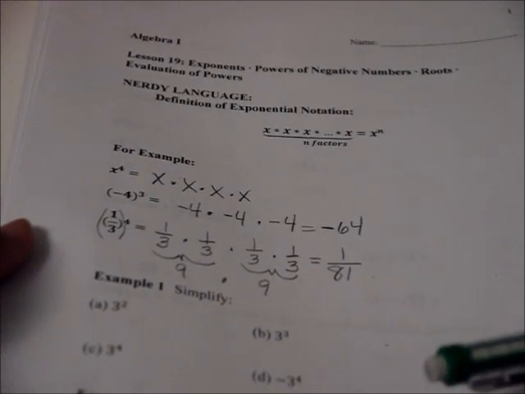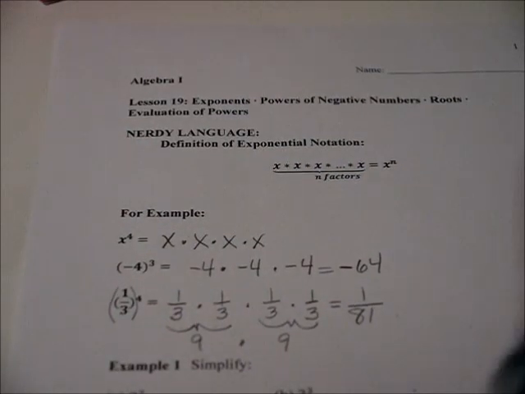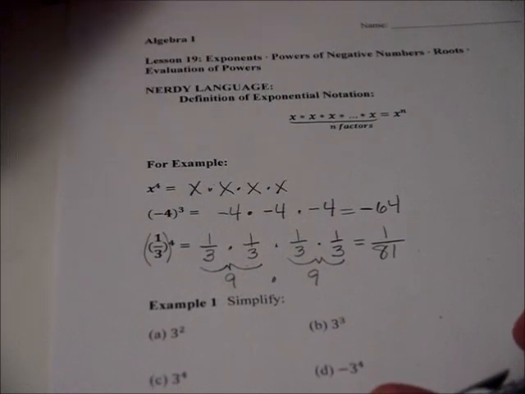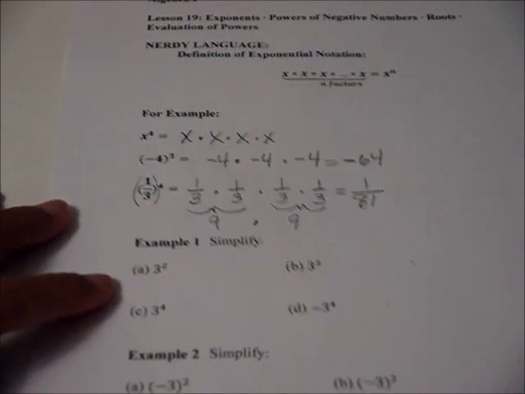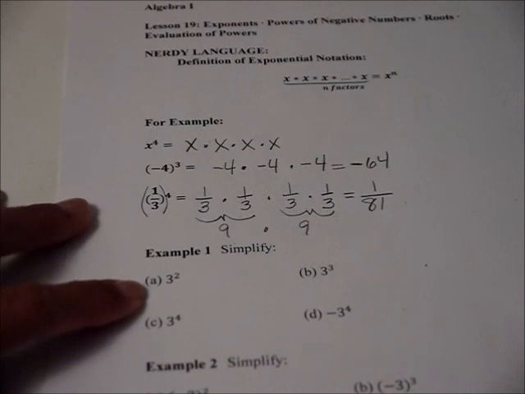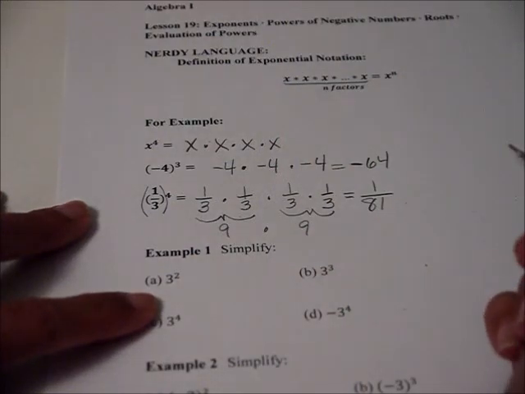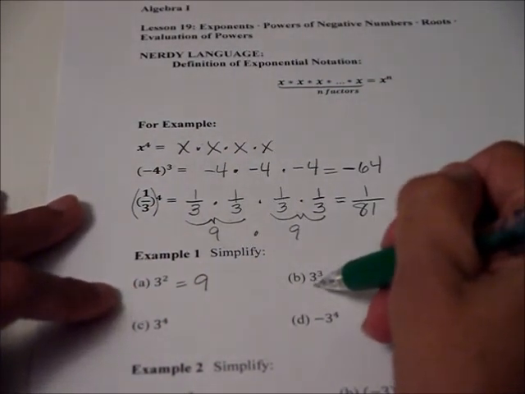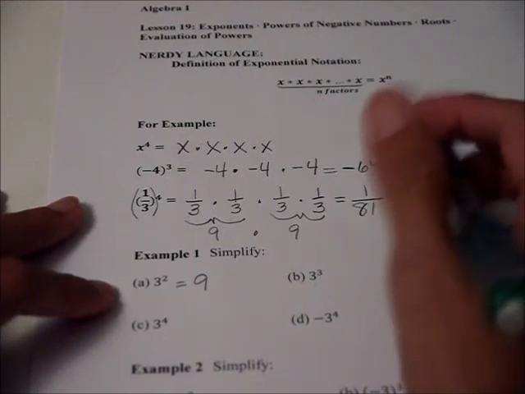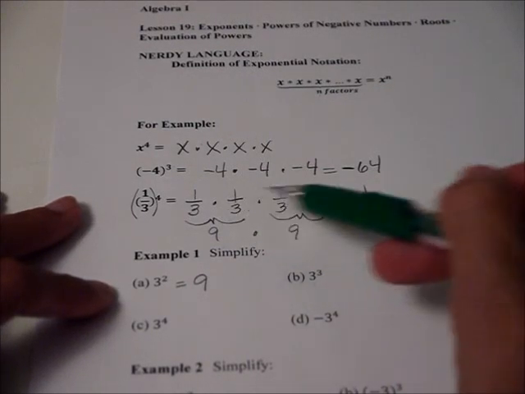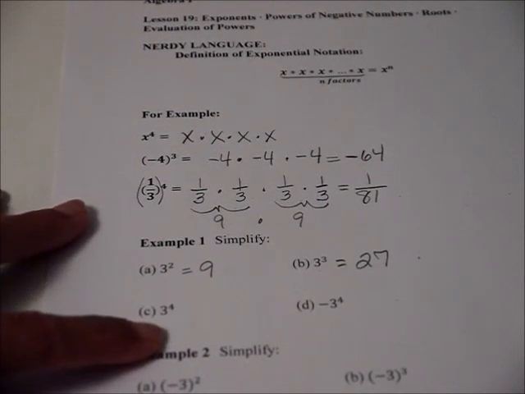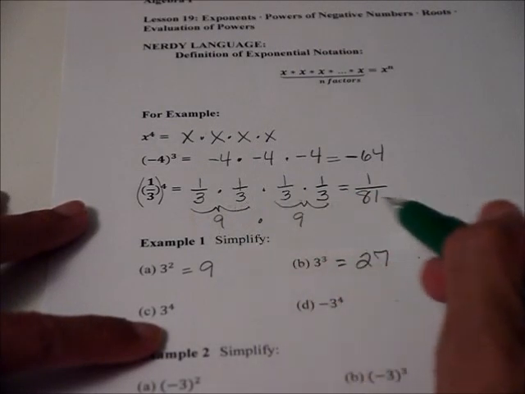I'm going to take these out from under here so I could write darker. All right, so example 1 tells us to simplify these. When they say simplify, it probably means find the answer if you can, if it's not a variable. So this is a real number, so 3 squared is 3 times 3. It's not 6, it's not 3 times 2, it's 3 times 3. So be careful. This is 3 times 3 times 3, and remember up here, 3 times 3 is 9, times 3 is 27. This is 3 times 3 times 3 times 3. And again, I did that up here, 81.